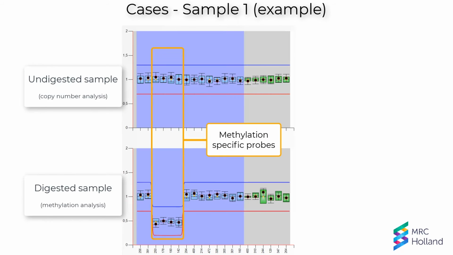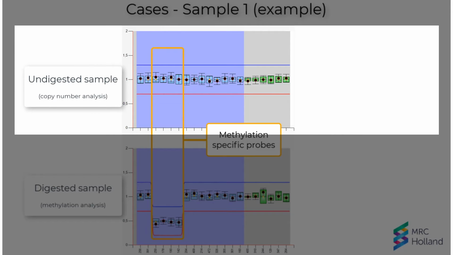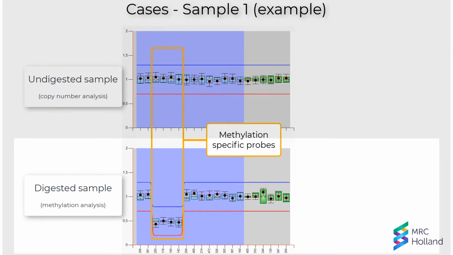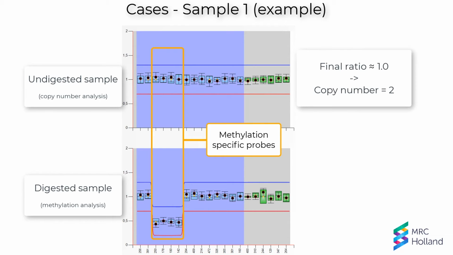During the analysis of MS-MLPA data, we first determine the copy number and then the methylation status. The results of the copy number analysis are displayed in the upper chart and of the methylation status analysis in the lower. In this example, we will have a look at the results of a sample obtained from a normal, healthy individual. As expected, the probe ratios in the undigested sample are similar to those in the reference samples. Because the reference samples have 2 copies for the target sequences, this means that this sample has 2 copies as well.